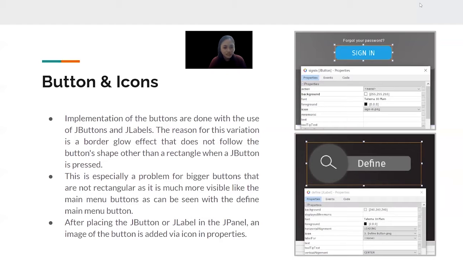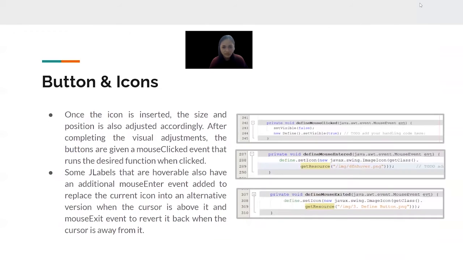This is especially a problem for bigger buttons that are not rectangular, as it is much more visible, like the main menu buttons, as can be seen with the defined main menu button. After placing the GButtons or GLabel in the GPanel, an image of the button is added via icon in properties. Once the icon is inserted, the size and position is also adjusted accordingly.